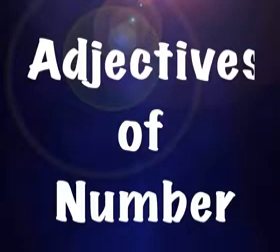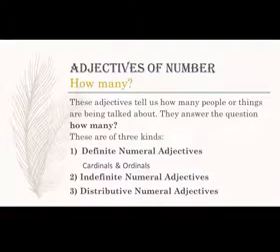Let's move to the next kind, which is adjectives of number. In the last module, we talked about uncountable nouns where we had used adjectives of quantity. Here, we are going to talk about the countable nouns, and therefore we will need adjectives of number to describe those countable nouns. In adjectives of quantity, we ask the question, how much? Here, in adjectives of number, we are going to ask the question, how many?